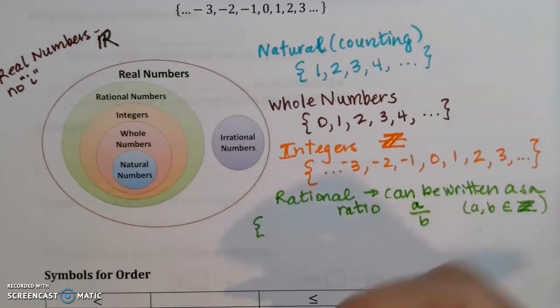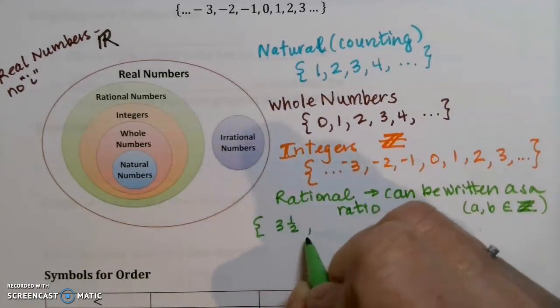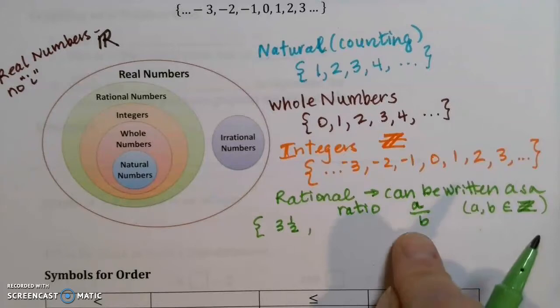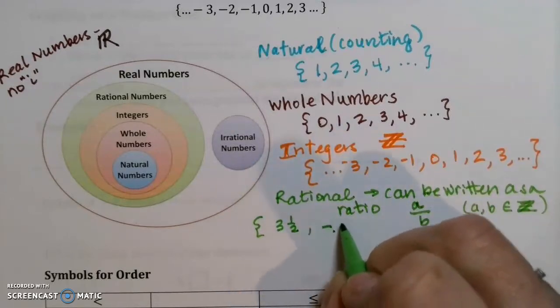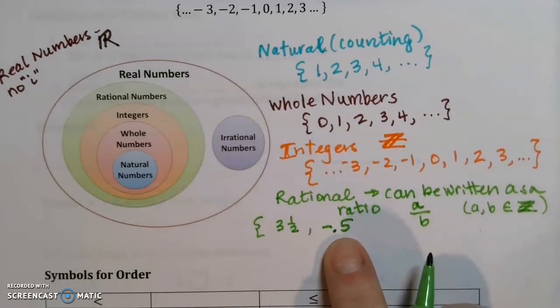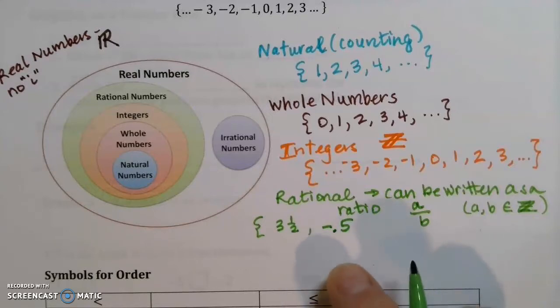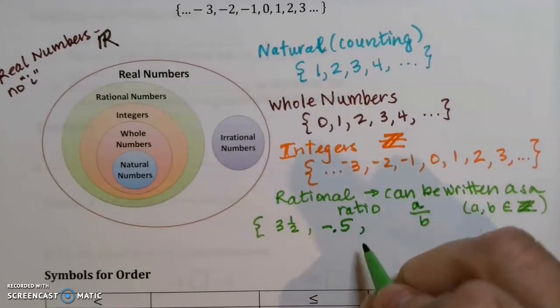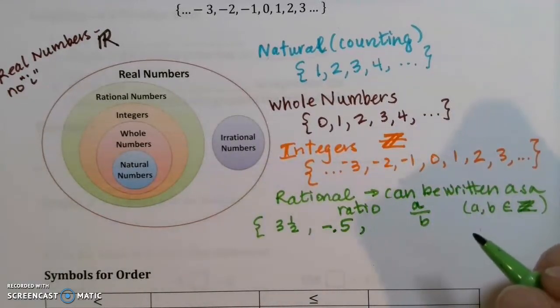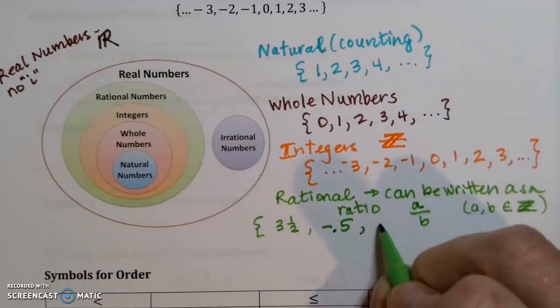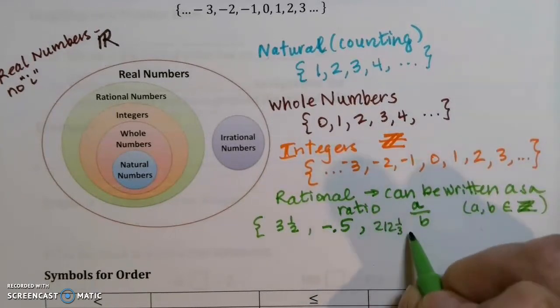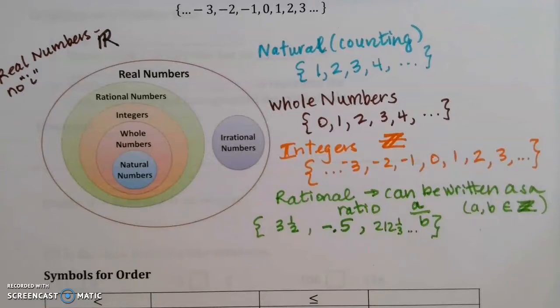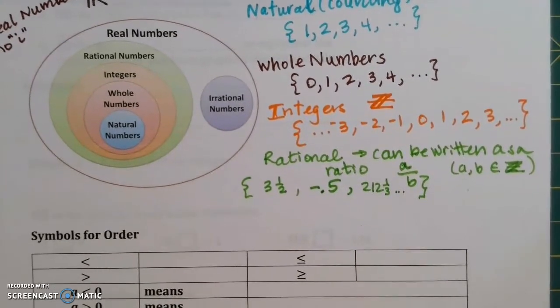But some examples of that would be like 3.5. So a mixed number could be written as a ratio. Negative 0.5. We know that we could write this as negative 1/2, or negative 10 over 20, or negative 50 over 100. All of those things would give us negative 0.5 as a decimal, so it can be written as a rational number. Things like 212 1/3, and so on. So anything where I can have a ratio of integers for my number.